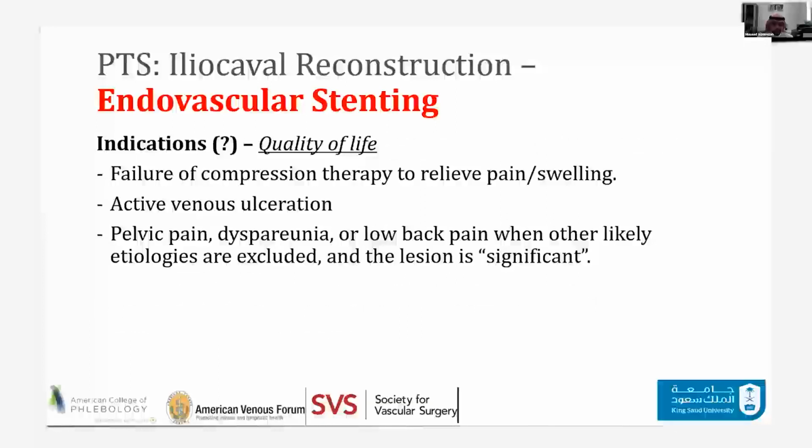So what actually are the indications that we use to stratify patients and decide whether they would benefit from therapy? Again, with the big title of quality of life improvement: if the compression fails, if there are active venous ulcerations, or if there are symptoms related to pelvic congestion syndrome when other etiologies have been excluded and the lesion is deemed significant. And again, "significant" is put in quotes because determining what's significant is very variable between clinicians and people who treat this.